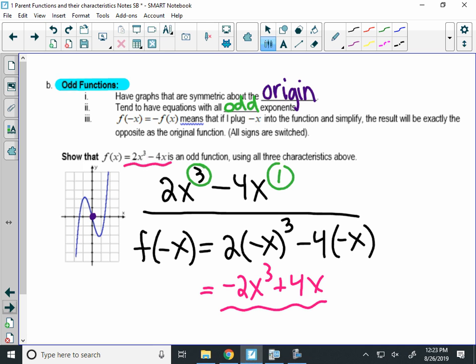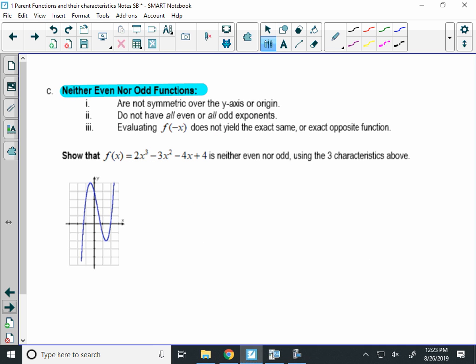You can be even, you can be odd, or you can be neither. You can just be a function. So, not even or odd, neither functions are not symmetric. So here you can see my graph isn't symmetric over the y-axis. It's not symmetric over the origin. The exponents are all different. They're not all even or all odd.